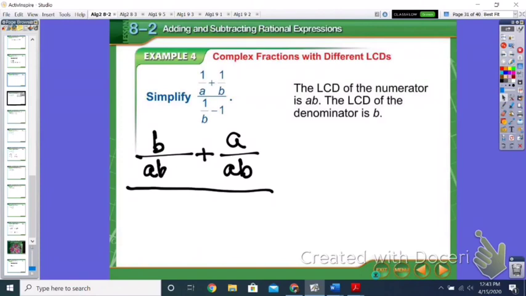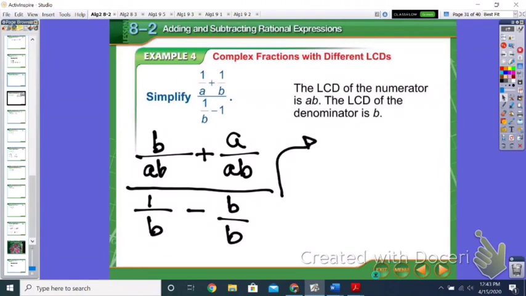The LCD of the denominator is just B. So this one's a little bit easier because we already have a B for our first fraction. So that could just stay 1 over B. And then if I need to multiply the 1 by B over B to put a B in the denominator, it's going to be minus B over B, right? 1 and B over B are the same. Okay. Now we're going to finish those off like we did yesterday.